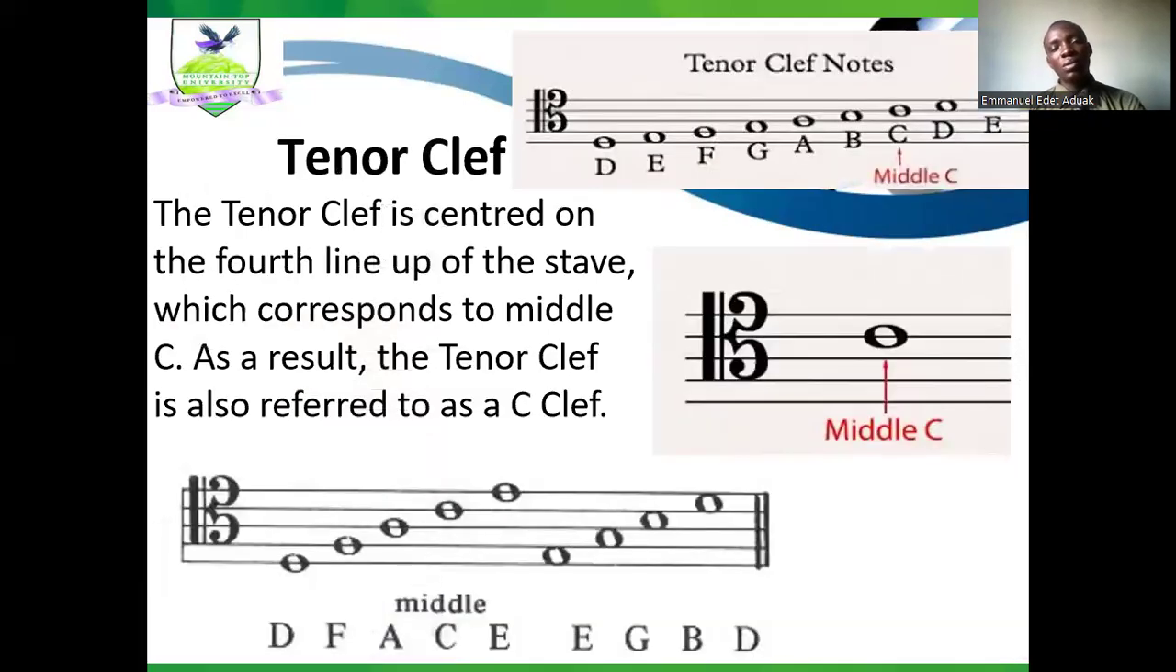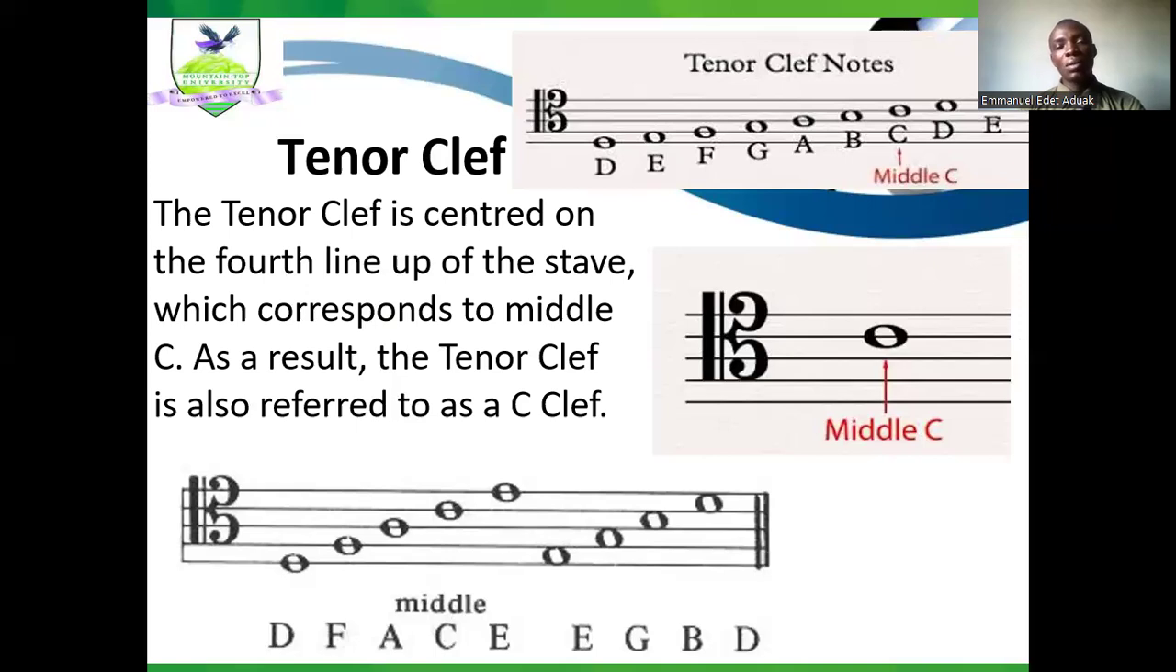Now let's look at the tenor staff or the tenor clef. The tenor clef is centered on the 4th line up of the stave, which corresponds to middle C. As a result, the tenor clef is also referred to as a C clef. So the tenor staff also has line 4 to be middle C. Once you place your C on line 4, every other letter will fall in place, either down or up.